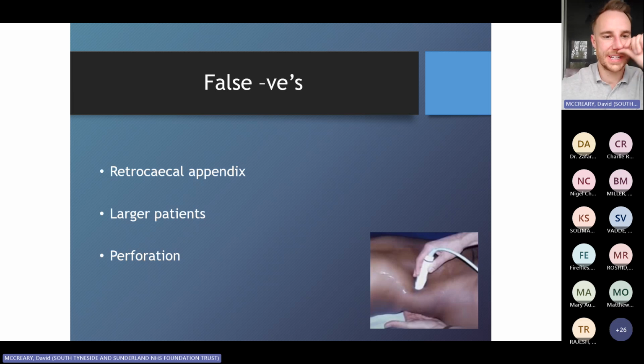False negatives would be not seeing the appendix because it's retrocecal. I don't know if I've come across any of these myself yet on scanning. I've got one case coming up where it involved that, but I've never actually had a scenario where we've missed one that's been retrocecal, who's gone to theatre and we couldn't see it.